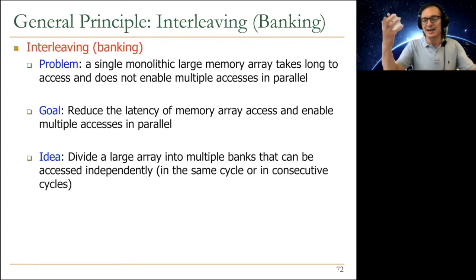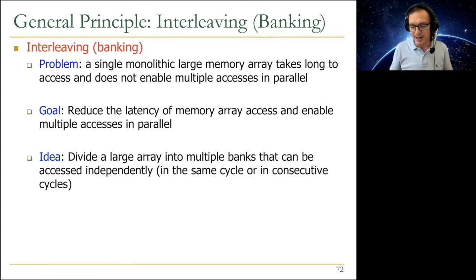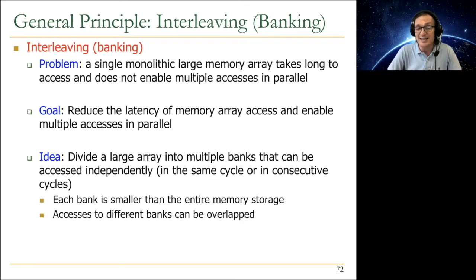And banking at a higher level really divides the large array into multiple banks that can be accessed independently, either in the same cycle or in consecutive cycles. In the vector processor example, we saw consecutive cycles, but in some on-chip banks, for example, SRAM banks, you may actually access the different banks in the same cycle concurrently at the same time, basically. So that's the basic idea. I mean, you've seen the basic idea.